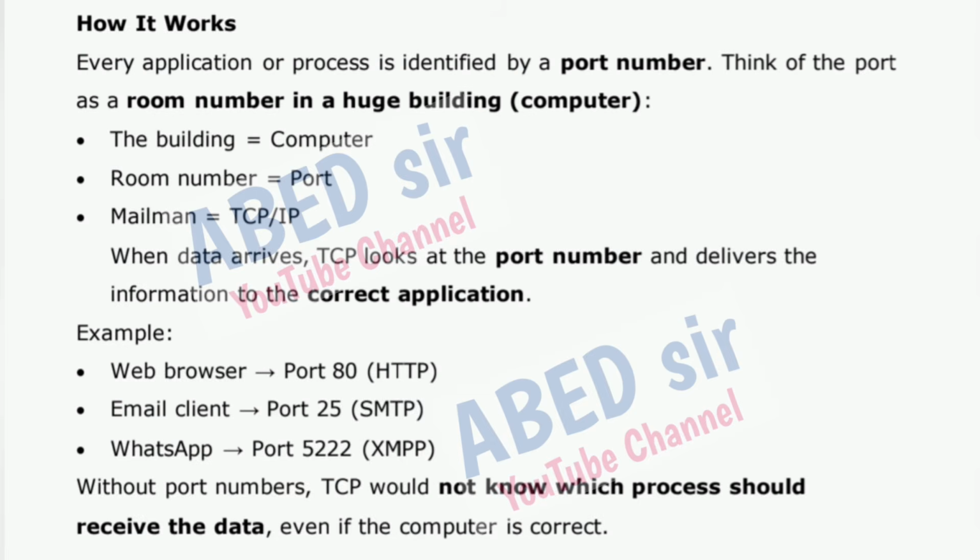Example. Web browser, port 80, HTTP. Email client, port 25, SMTP. WhatsApp, port 5222, XMPP. Without port numbers, TCP would not know which process should receive the data, even if the computer is correct.